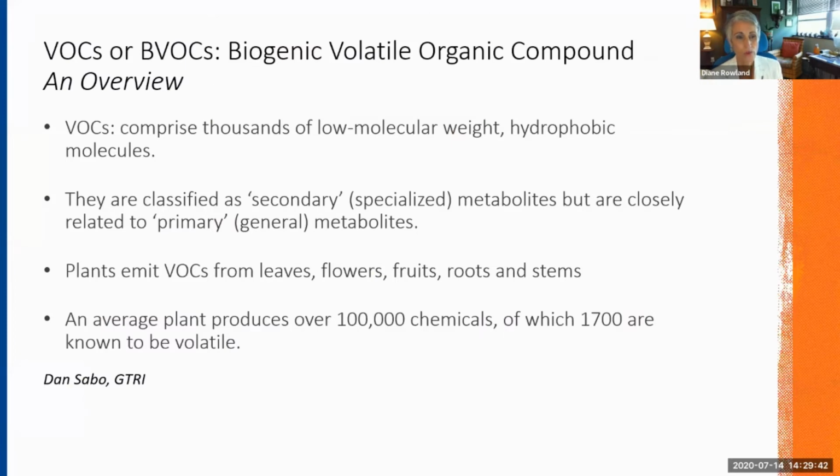Just to review, VOCs or BVOCs are biogenic volatile organic compounds, and they're basically low molecular weight hydrophilic molecules that are given off of various organs of the plant, including the leaves, flowers, roots, as well as the pods and the kernels. So on average, a plant is going to basically produce 1,700 of these volatile compounds.